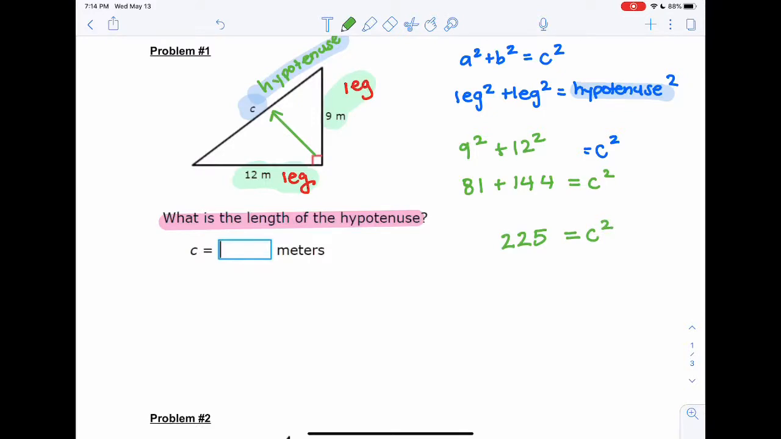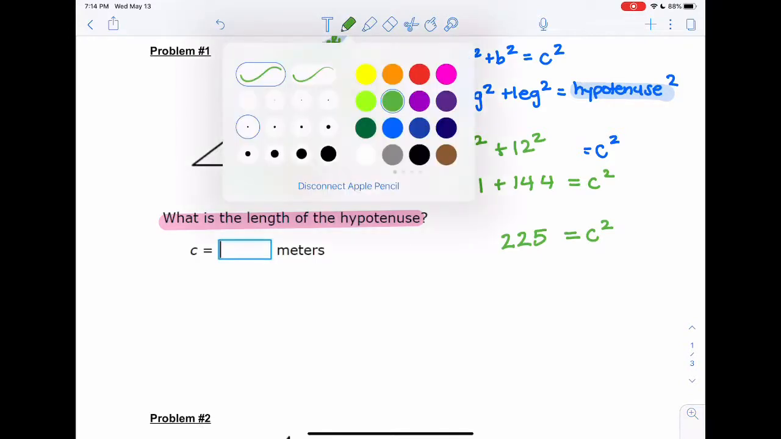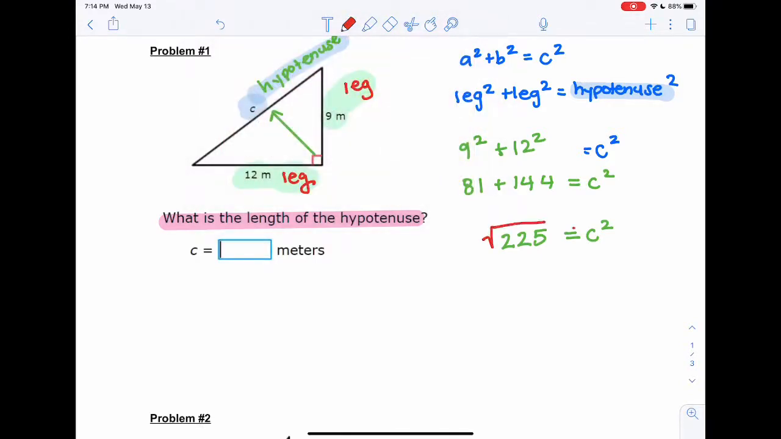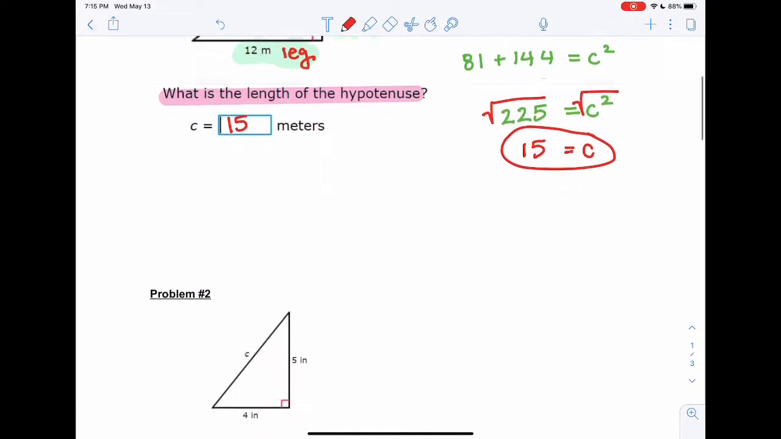Now, you might think the c is by itself. It's not, because it has that square right here. To get rid of a square, we need to take the square root. So I'm going to take the square root of both sides, and I get that c equals the square root of 225 is 15. So c equals 15. So on iExcel, I would have typed c equals 15 meters. All right, let's go ahead and move on to problem number 2.